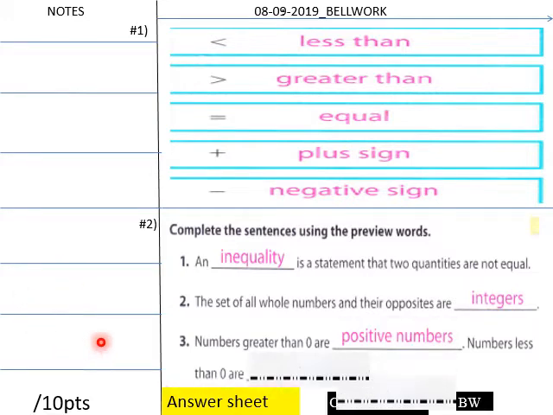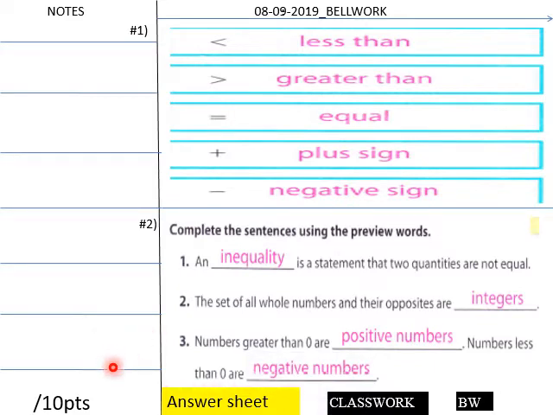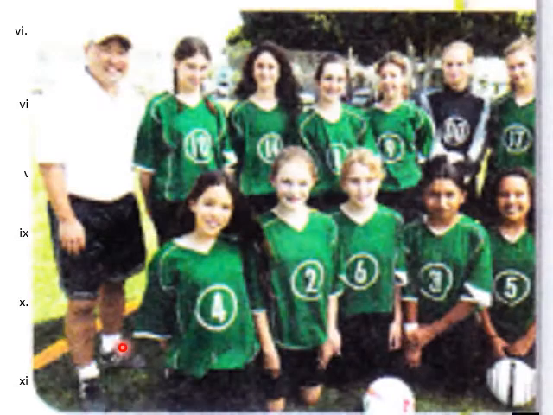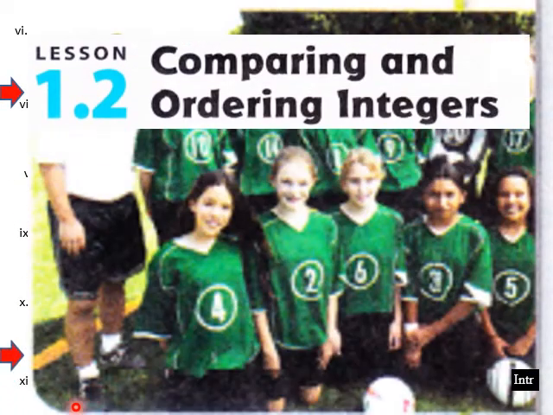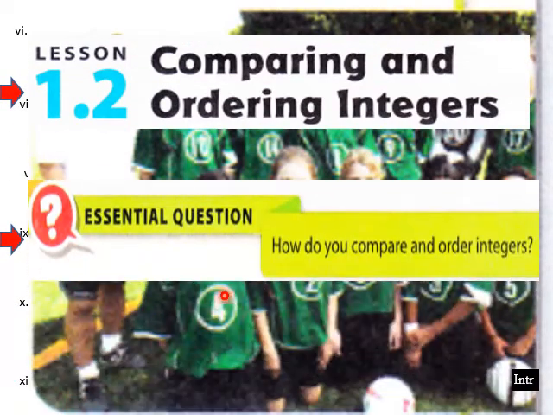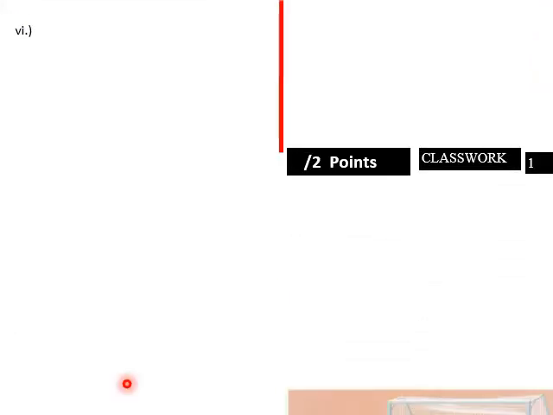That's a very important term for this lesson, integers. Numbers greater than 0 are positive numbers. Numbers less than 0 are what, students? Negative numbers. So there's today's bell work. Check your answers. Into our lesson today, comparing and ordering integers. How do you compare and order integers? Good question.